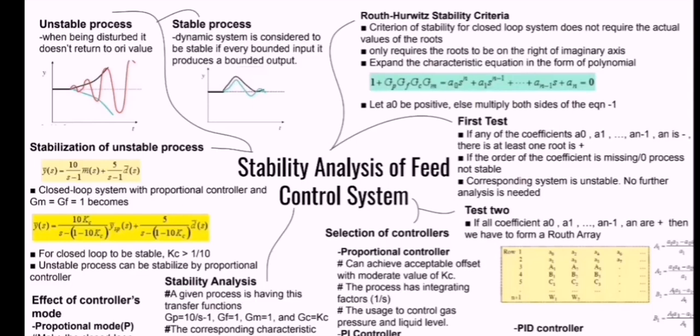So for the stabilization of unstable process, you can see the equation is given in the light yellow box. The closed loop system with proportional controller, Gm equal to Gf, and both of them are equal to 1, the light yellow box equation becomes the dark yellow box equation. So for closed loop to be stable, Kc must be greater than 1 per 10, and the unstable process can be stabilized by proportional controller.